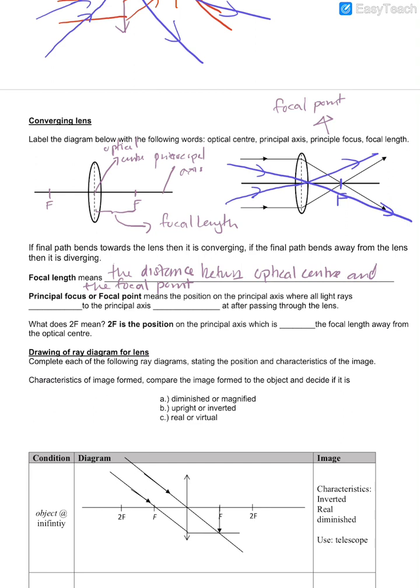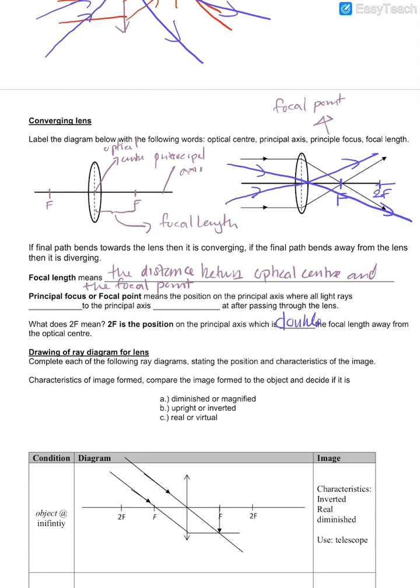Then you will see on a light ray diagram something called 2F. What is 2F? Don't say second focal point. It's not a second focal point. It's just a position, which is double the focal length away from the optical center. So if I tell you the focal length is 5 cm, that means 2F is 10 cm away. So it's not second focal point, you must remember that, alright?